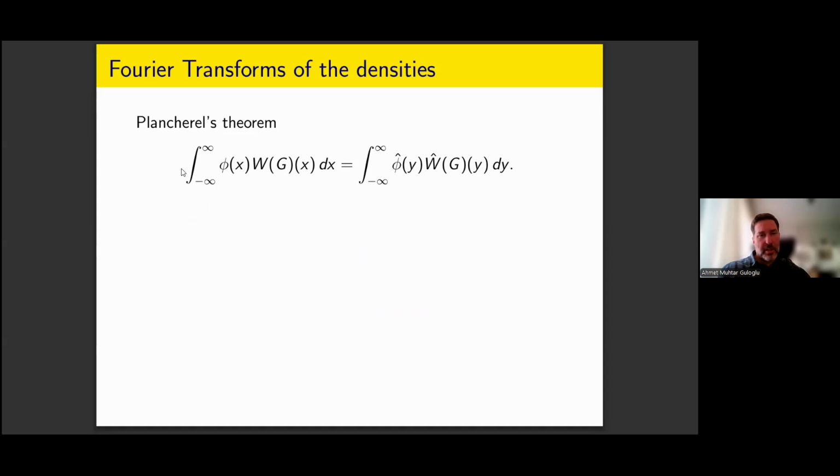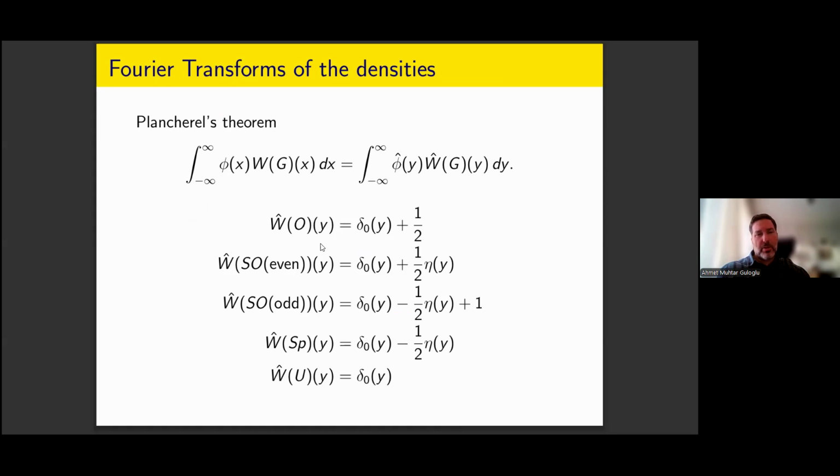So the left-hand side is what you're supposed to get as the one level density, and then by this theorem, it turns out to be equal to this guy. And so these are the important families that show up generally for matrices: orthogonal family, even and odd versions, symplectic family, and unitary family, and these are the corresponding densities.